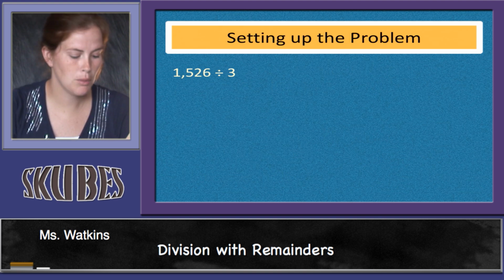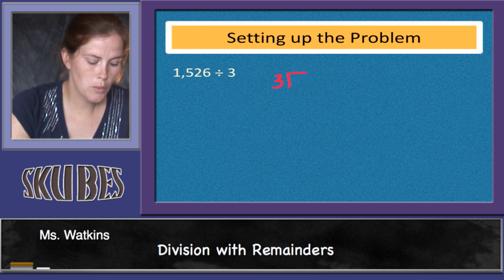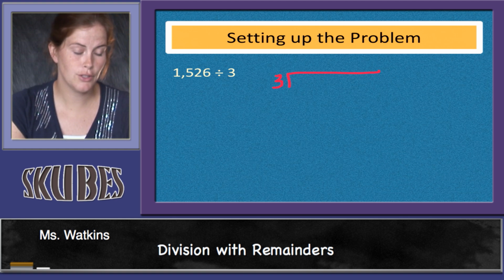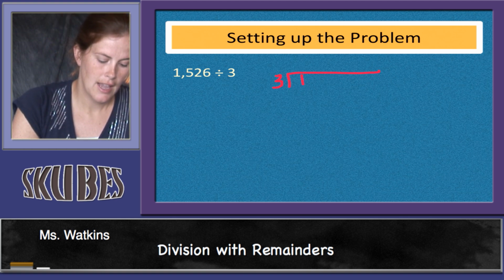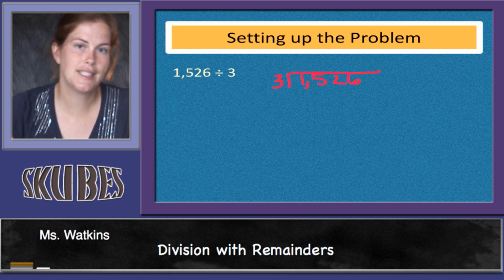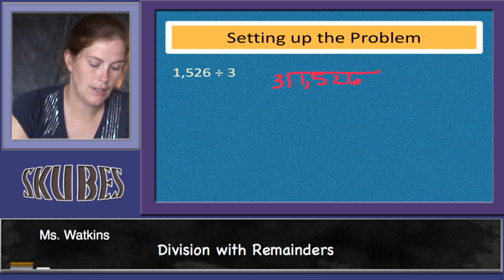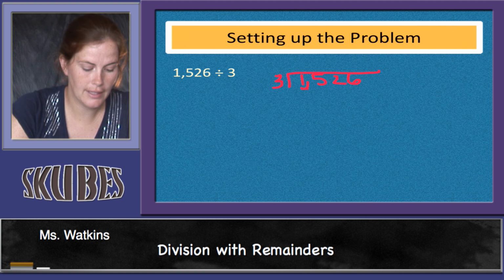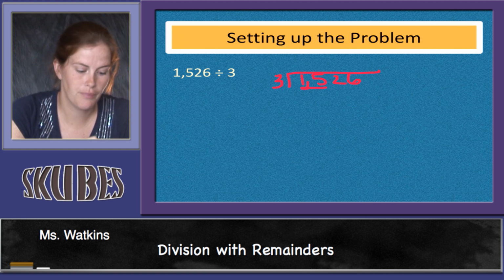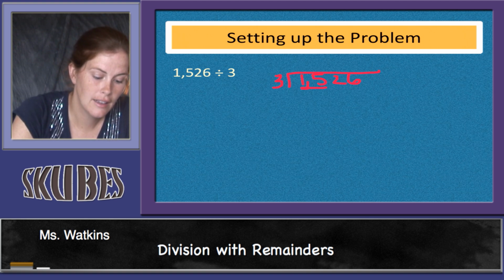Okay, let's look at setting up the problem. When we're setting up a long division problem, our divisor goes on the outside of the box, and our dividend goes inside. So we have 1,526 divided by 3. All right, so let's see. We know 3 will not go into 1 evenly, so let's look at the next digit. 3 will go into 15 5 times.